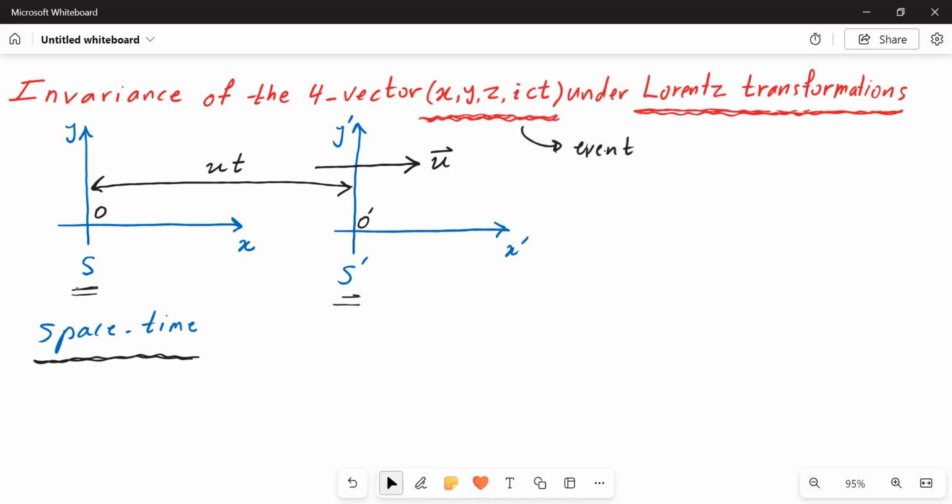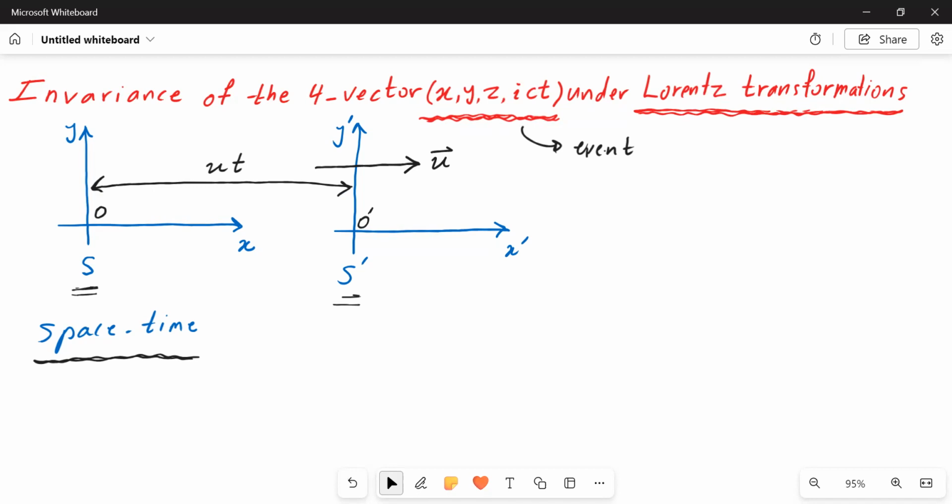It's a simple fact as a result of the uniform motion between them. So as time goes on, in a linear way, S prime moves, and the distance, let's say, between O and O prime starts to increase. All right.